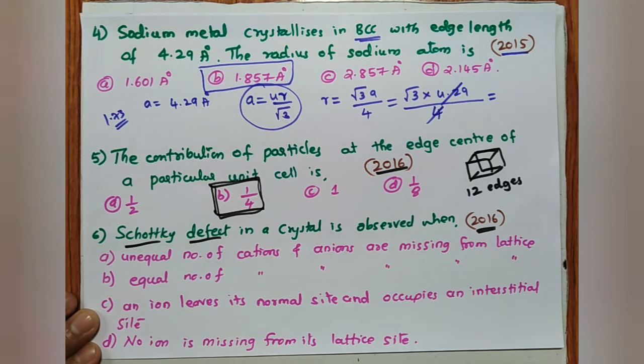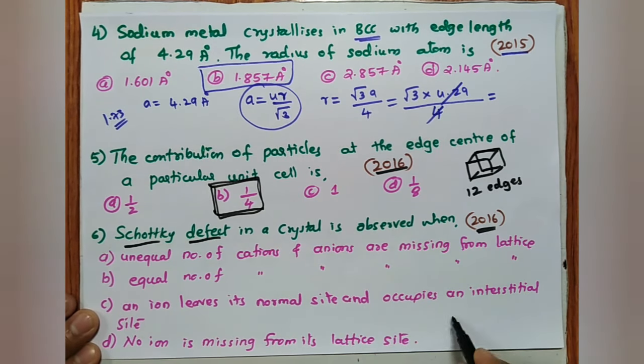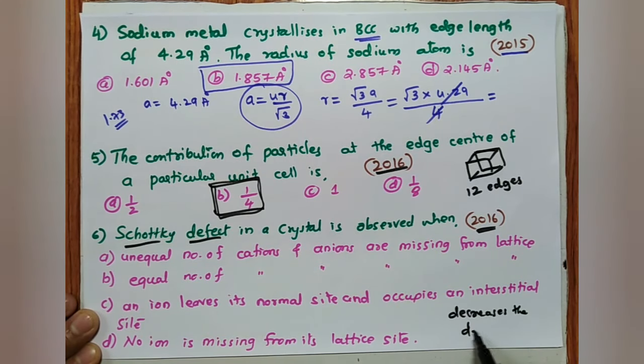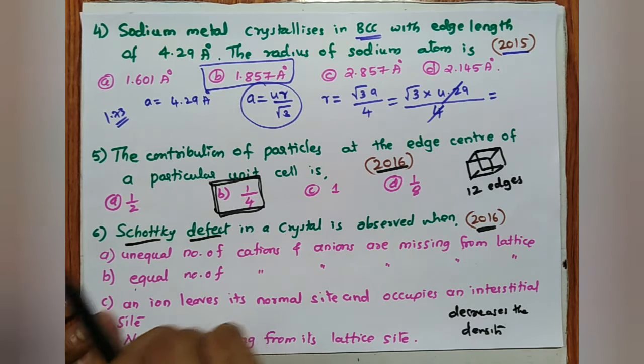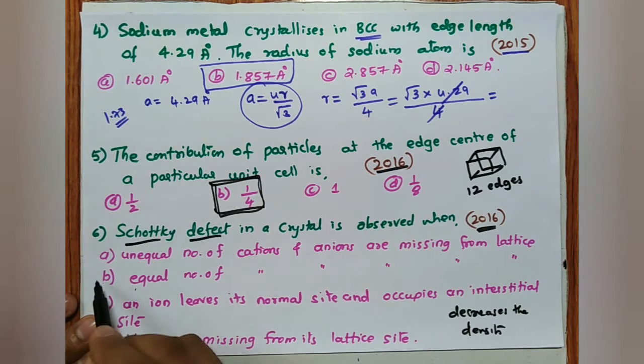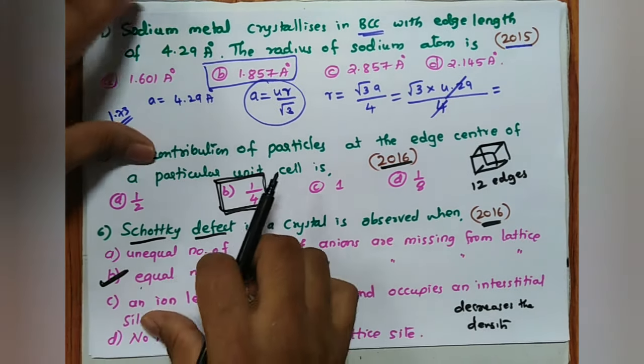Schottky defect, first tell me whether it decreases density or not. Yes, we know that Schottky defect decreases the density. Which means, remember, density decreases only when equal numbers of cations and anions are missing from the crystal lattice. Density decreases only if you remove both cation and anion from the crystal lattice. Hence the answer for this particular question is B, remember. That is the sixth question, a 2016 asked question.